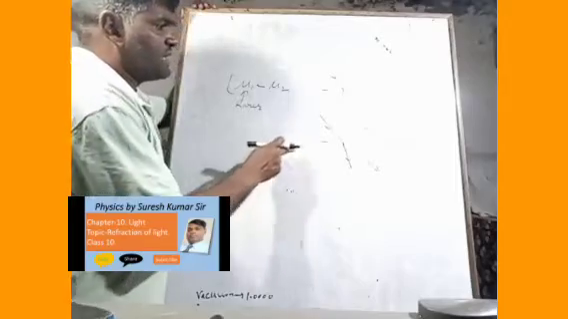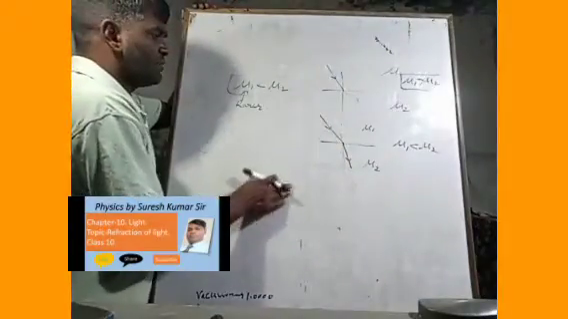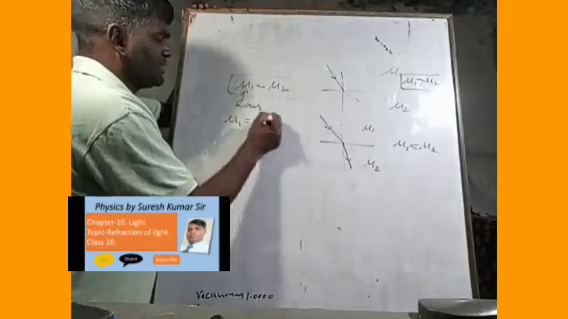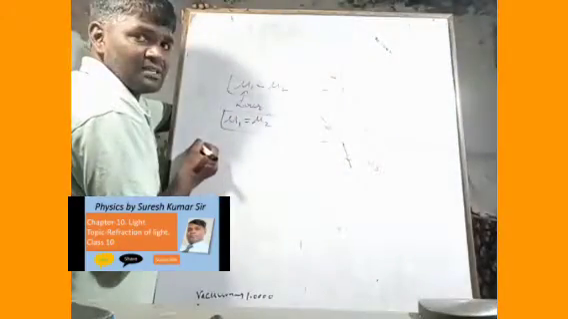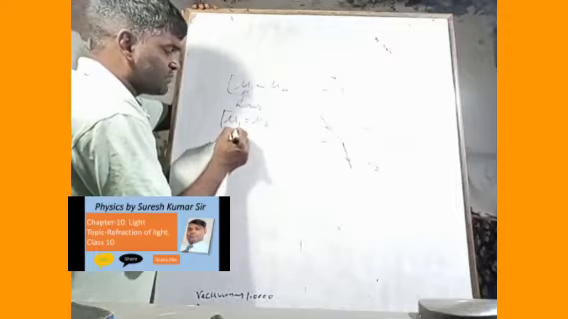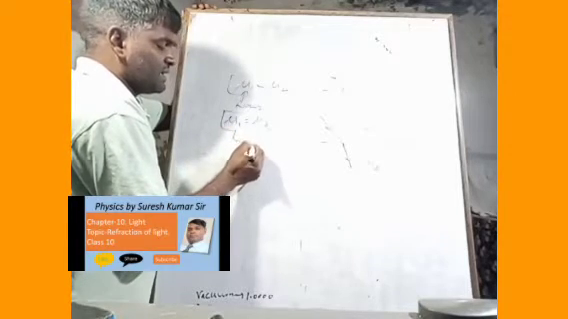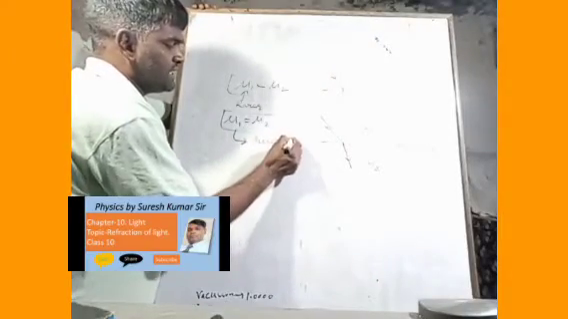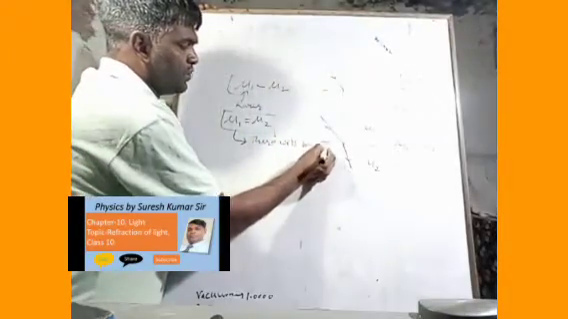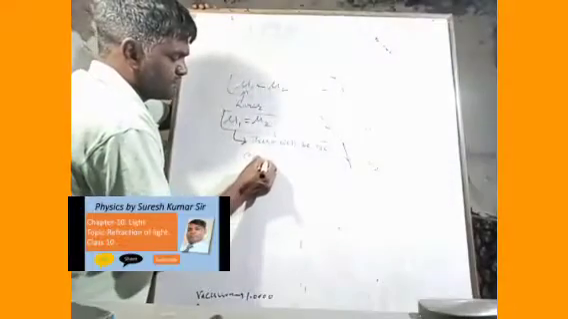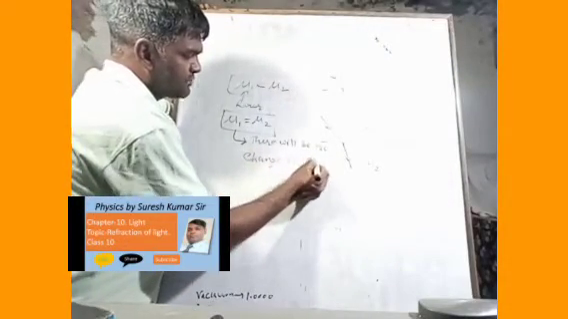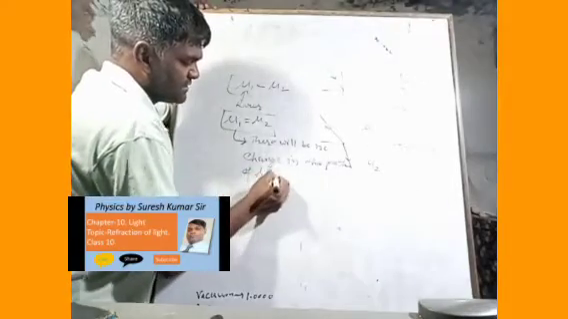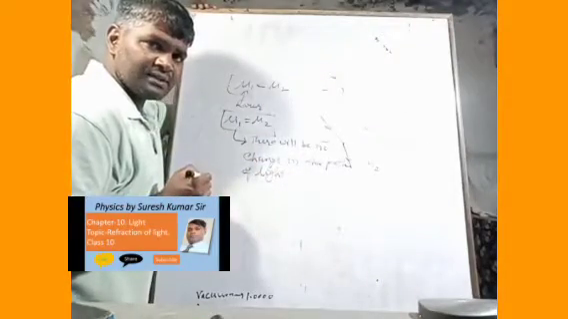Okay, let's take the third case. What will happen if mu1 is equal to mu2? It means the refractive index of both the mediums is the same. If the refractive index of both the mediums is the same, there will be no refraction. There will be no change in the path of light.